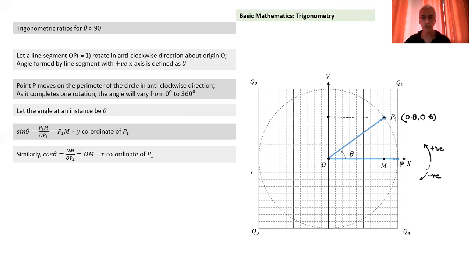Similarly, let's find cos theta. For cos of theta, this side becomes the adjacent side, so it is adjacent side by hypotenuse. That will be OM by OP1. OP1 is 1, so it is equal to OM. OM is nothing but the x coordinate. So the x coordinate of P1 is equal to cos of theta.